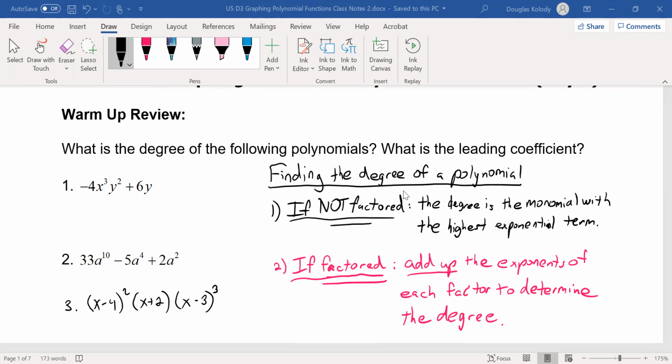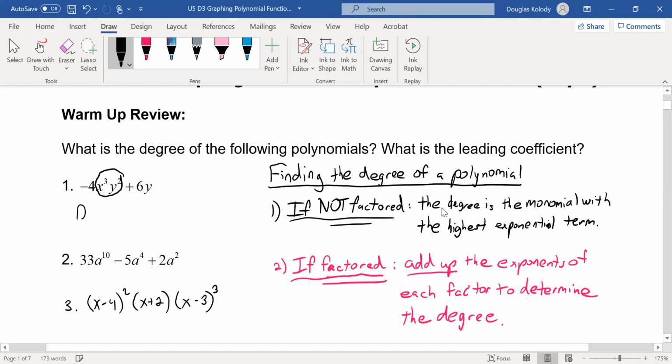So finding the degree of a polynomial, if the polynomial is not factored, like in number 1 and number 2, the degree is just the one term, the monomial term with the highest exponent. So in number 1, I am going to add up the 3 and the 2, and the degree of this polynomial is 5, because that's the term with the highest exponent. The leading coefficient is the coefficient that goes along with that leading term. So the leading coefficient is a -4.